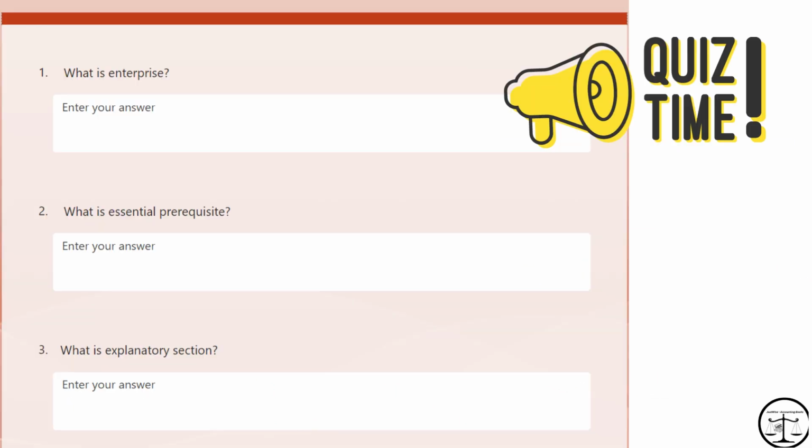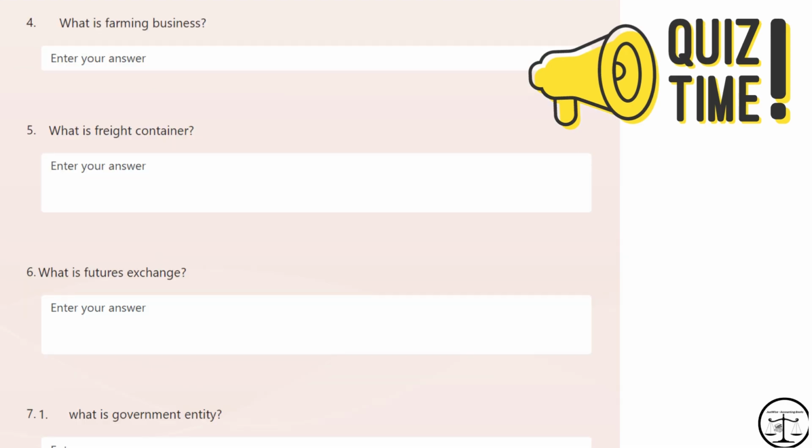Question 1. What is enterprise? 2. What is essential prerequisite? 3. What is explanatory section? 4. What is farming business? 5. What is freight container? 6. What is futures exchange? 7. What is government entity?